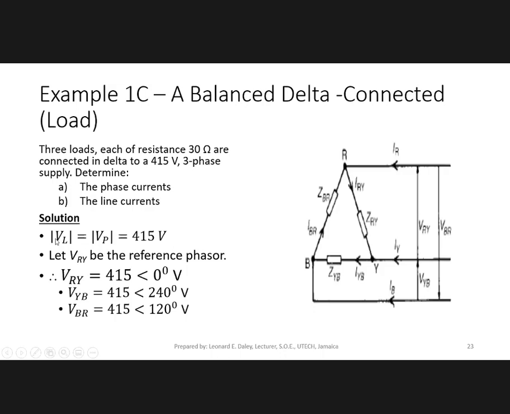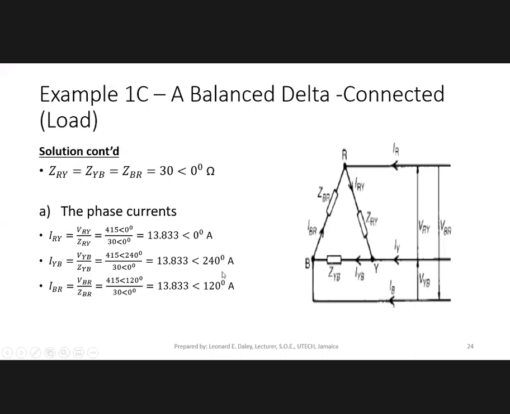All right. So again, the voltage that is given in the problem is usually a line voltage, and we want to write our phasors, and our phasors are phase voltages, right? So VRY is our reference, so it's at 415 at angle 0. VYB is 415 at angle 240, and VBR is 415 at angle 120. And the impedances are the same in each phase: 30 at angle 0.